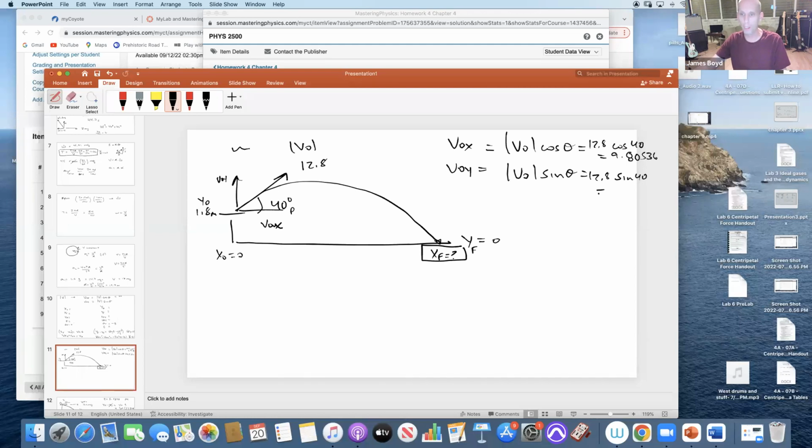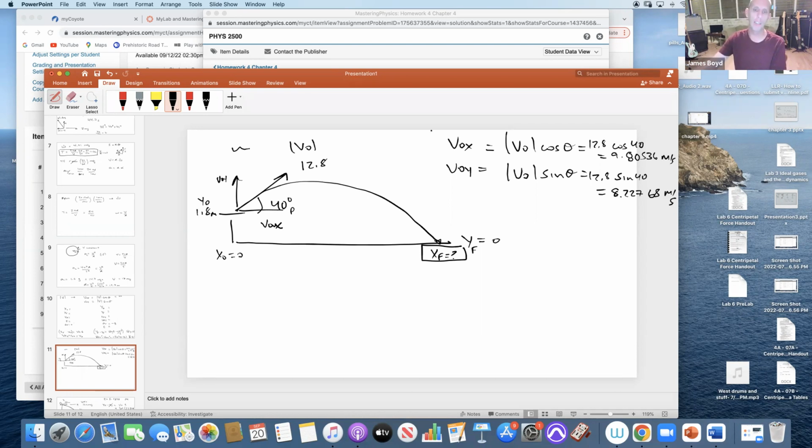This is 9.80536. You can go as far as you want; I recommend going 3 or 4 decimals. 12.8 sine of 40 is 8.22768. We don't want to not go enough, because if we round too soon, sometimes we'll get the wrong answer.